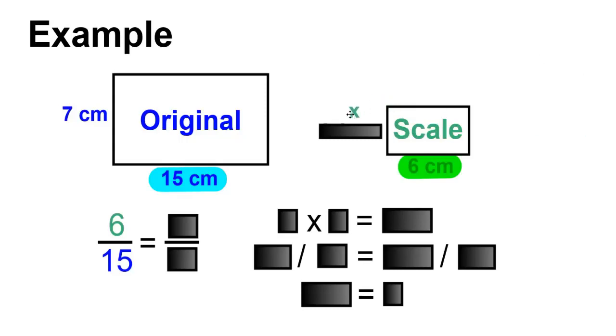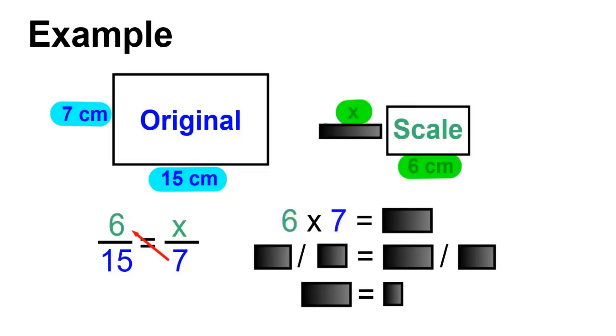And this will be equal to the proportion of x over 7. We'll now use cross multiplication to solve. So 6 times 7 is equal to 15 times x.